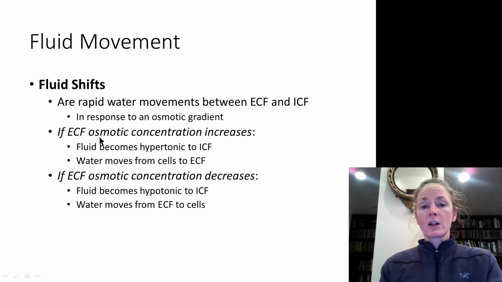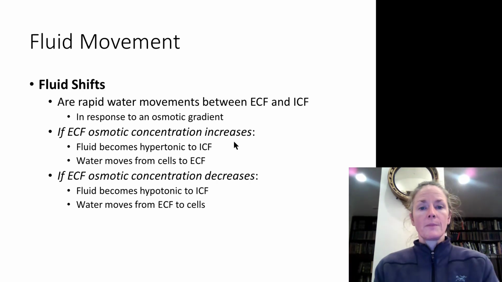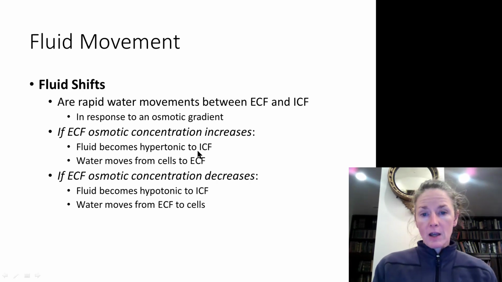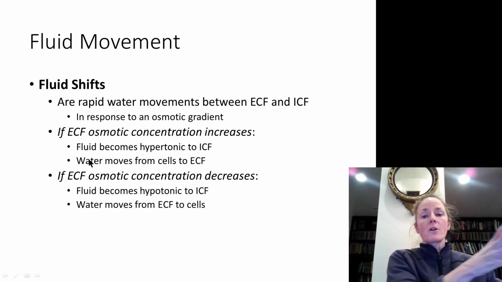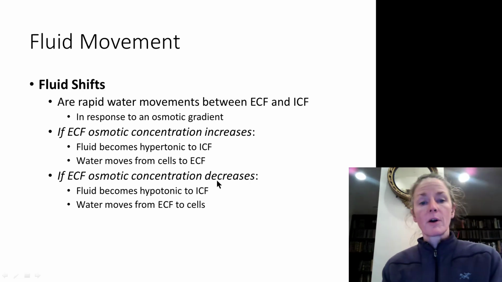So if the extracellular fluid osmotic concentration increases, that means we have more solute to water, then the fluid is going to become hypertonic to the intracellular fluid. So what's that going to happen? That's going to cause water to move from the intracellular fluid into the extracellular fluid compartments.